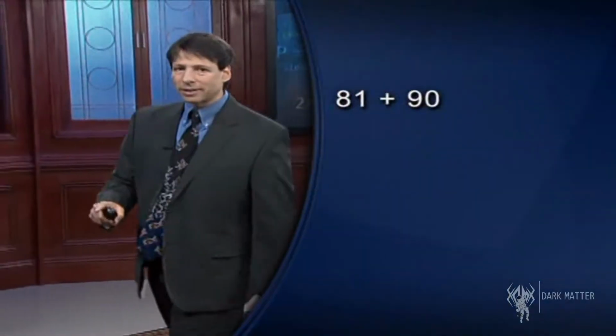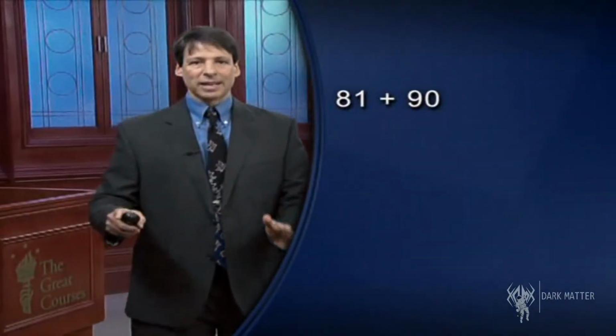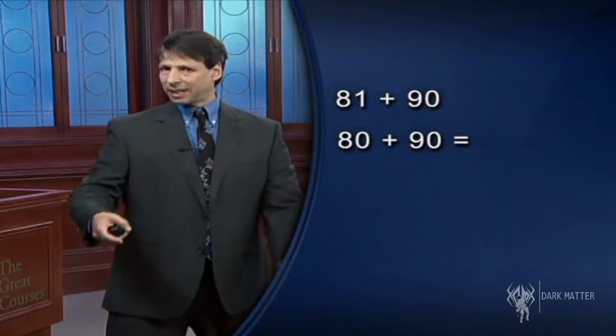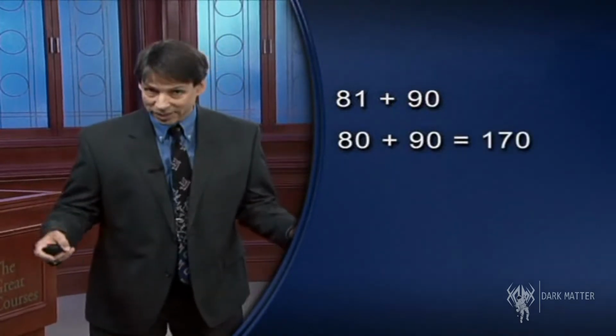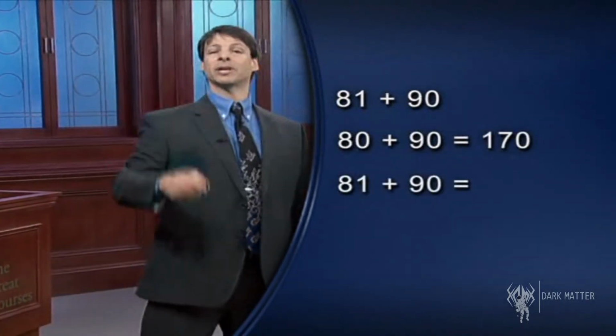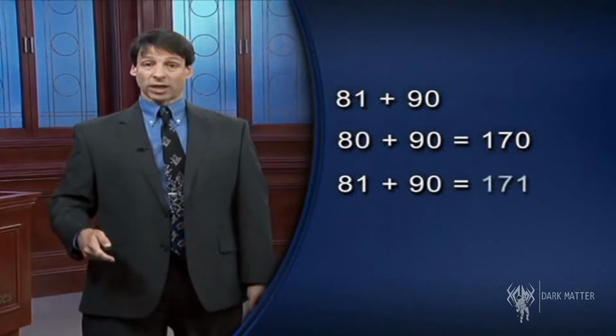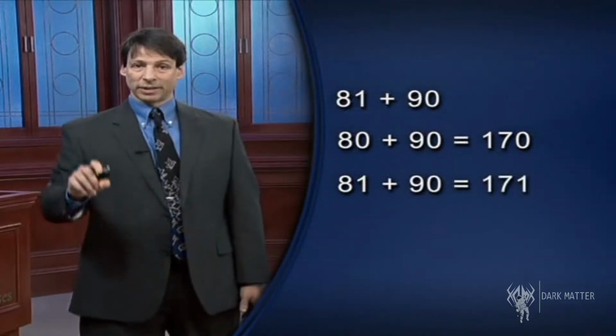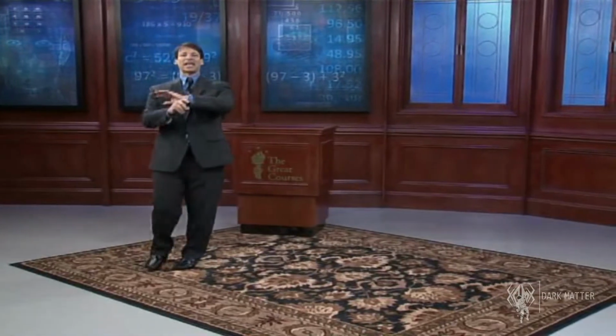Here, now you try 81 plus 90. Since 80 plus 90 is 170, 81 plus 90 is 171. If we want to add any two-digit numbers, we first add the tens digit, then add the ones digit.